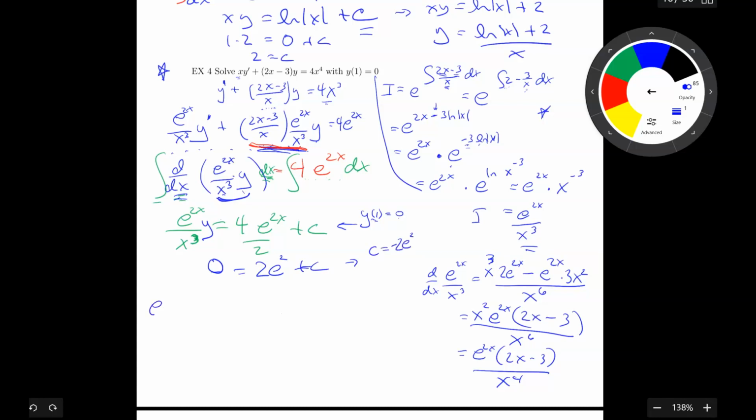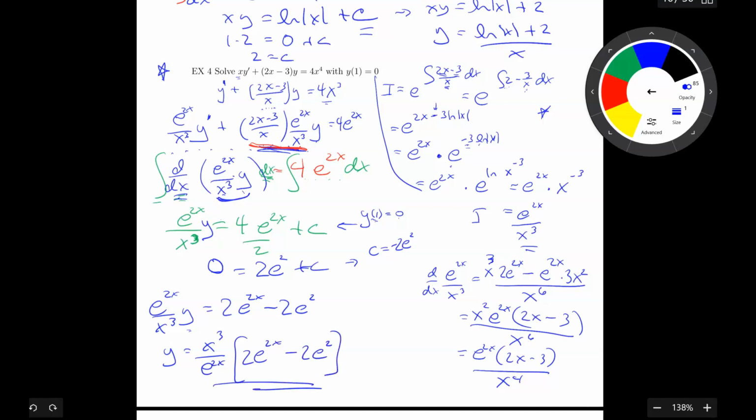So then e to the 2x over x cubed y equals 2e to the 2x minus 2e squared. And it is necessary, if you can, to solve for y. So to solve for y, I'm going to multiply both sides by x cubed over e to the 2x. And there's my answer.